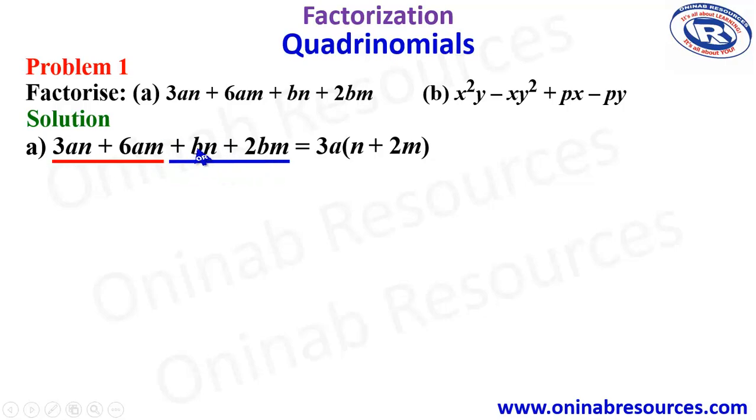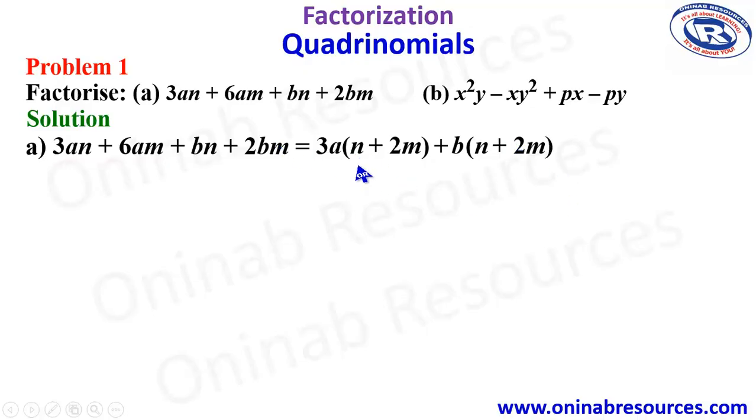We go to the second part, plus bn plus 2bm. If you look at this, the coefficient of bn is 1, so for the numerical term, there's nothing that is common. We have b here and we have b here. So for the variables, plus b is the common factor. We open bracket, plus bn divided by b will be left with n, then plus 2m. So we close the bracket.